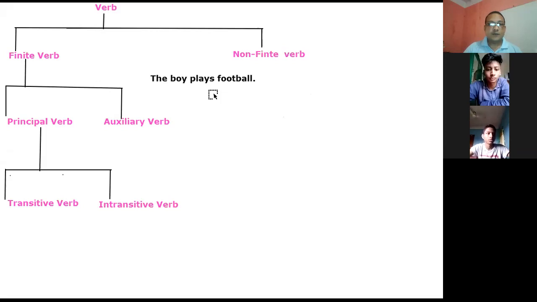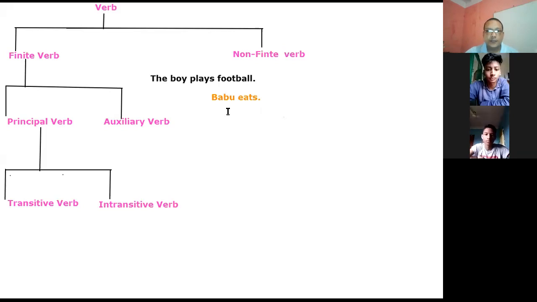Someone said, Babu eats. It's a sentence. We know eat is a transitive verb, but in this sentence, it is not a transitive verb because the word eat has no object in this sentence. Yes, sir. Have you understood? Yes, sir.